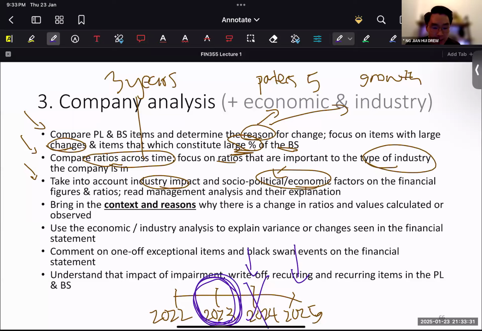So whenever we think about the economic impact, you need to think about it at year 2023. Please be very careful. If you are talking about the current situation, make sure that the situation you are trying to describe is the situation in the year that the financial statement is being written for. If it's a 2023 audited financial statement, it must be a factor that is in 2023, not what's happening now. So the Trump tariff, you cannot talk about it in your description for your company analysis.